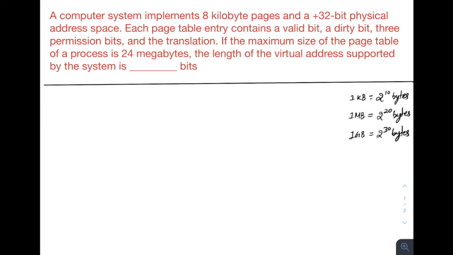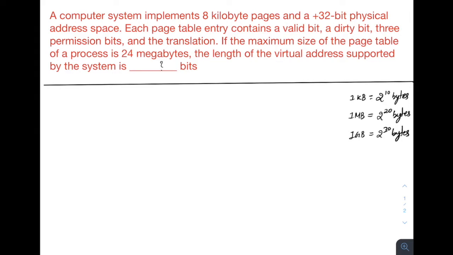So let's see what the question is. A computer system implements 8 kilobyte pages and a 32-bit physical address space. Each page table entry contains a valid bit, a dirty bit, 3 permission bits, and the translation. If the maximum size of the page table of a process is 24 megabytes, the length of virtual address supported by the system is dash bits. So you have to find this: how many bits does the virtual address space require?